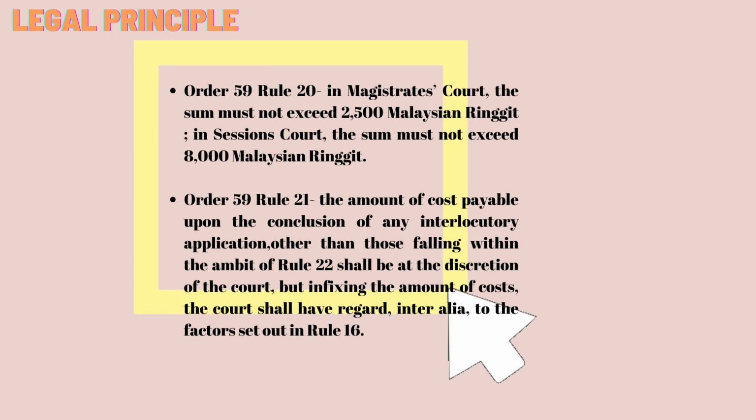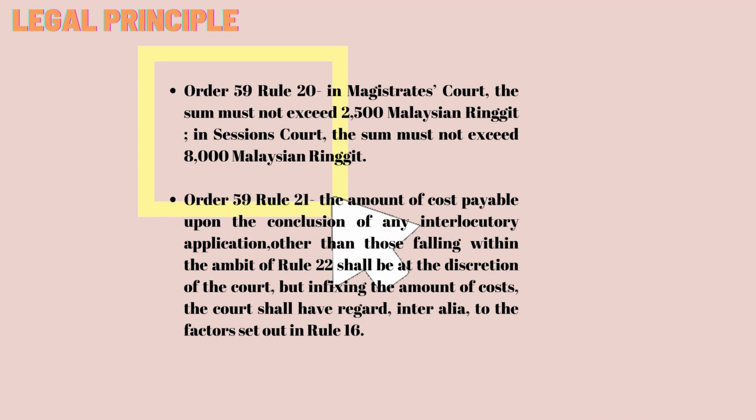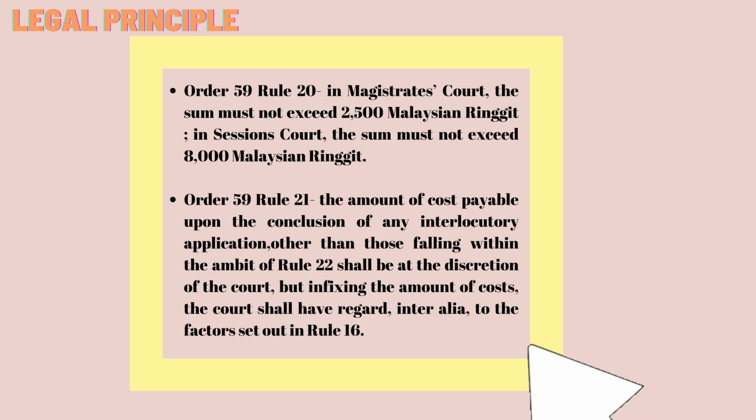Order 59 Rule 20: in Magistrates Court, the sum must not exceed 2,500 Malaysian ringgit. In Sessions Court, the sum must not exceed 8,000 Malaysian ringgit. Order 59 Rule 21: The amount of cost payable upon the conclusion of any interlocutory application, other than those falling within the ambit of Rule 22, shall be at the discretion of the court, but in fixing the amount of costs, the court shall have regard, inter alia, to the factors set out in Rule 16.